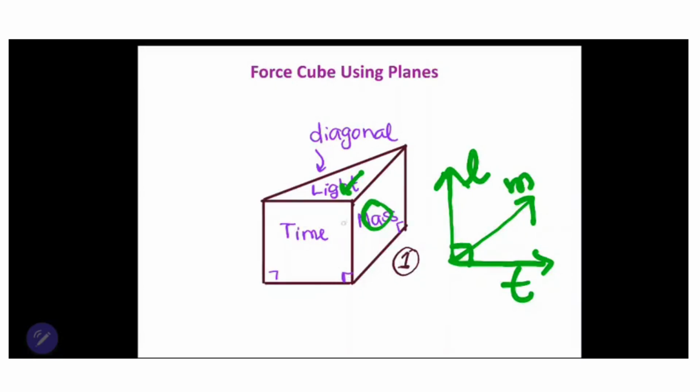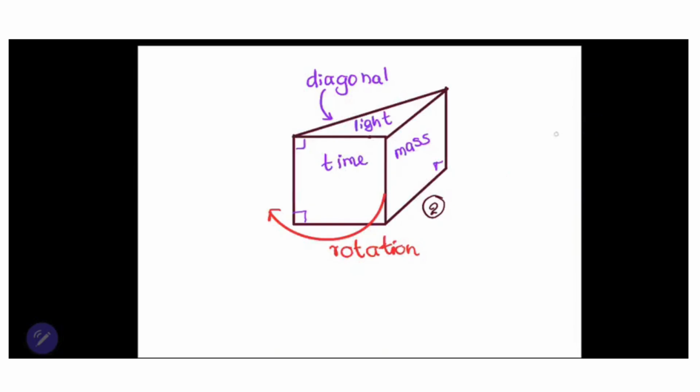The light plane is perpendicular to time and mass. Mass plane is perpendicular to light and time. Time is perpendicular to the other two planes. To create the force cube, we need another identical section of the force cube. The same diagram, same section.